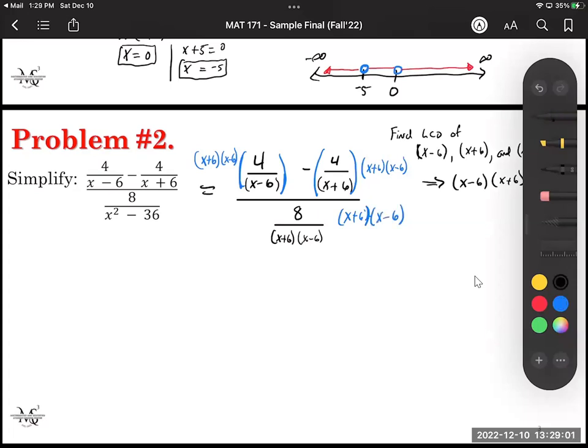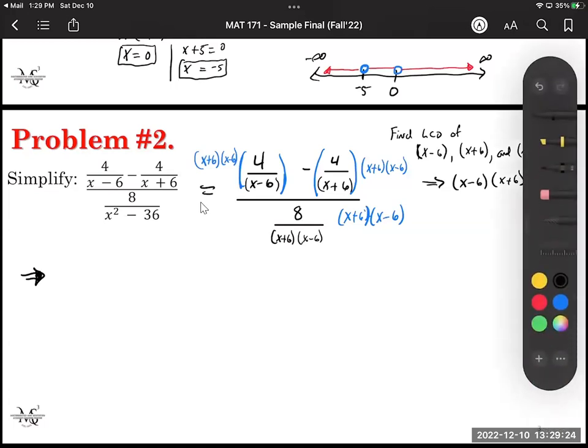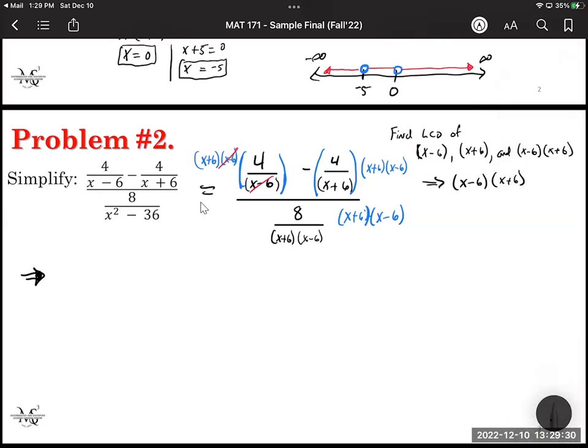Now, by doing it this way, I'm capable of clearing out my denominators. For example, if I take x plus 6 times x minus 6 and multiply it by 4 over x minus 6, something can be canceled out here. What can I cancel out? X minus 6. There you go. I can cancel out the x minus 6. So, Mateo, if I cancel out the x minus 6, what do I have remaining? You have x plus 6 times 4, right? X plus 6 times 4, or you write it out as 4 times x plus 6.